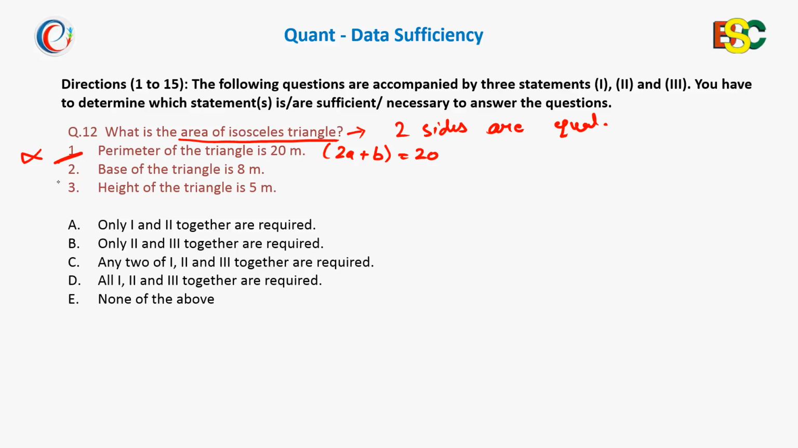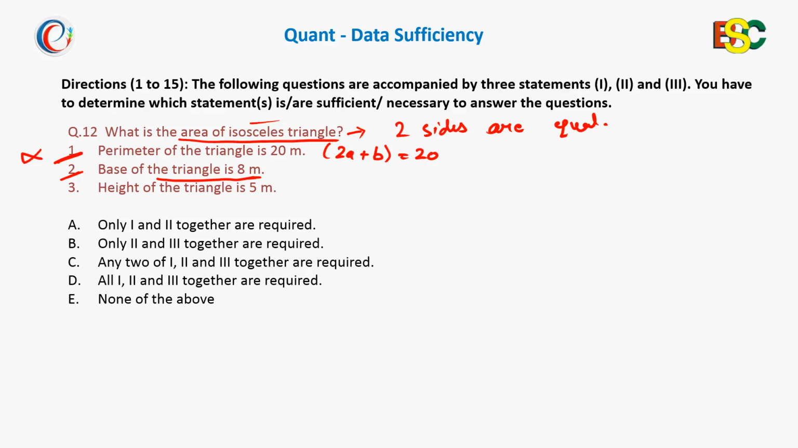Now the second statement is, the base of the triangle is 8 meter. Now here one side of the triangle, that is the base, is given. Often a student gets confused that if the base is given as 8 meter, then 20 minus 8 is 12, and 12 is the sum of the two sides which are equal, then 6 and 6 are the other two sides, and they will get the area of the isosceles triangle by Heron's formula.